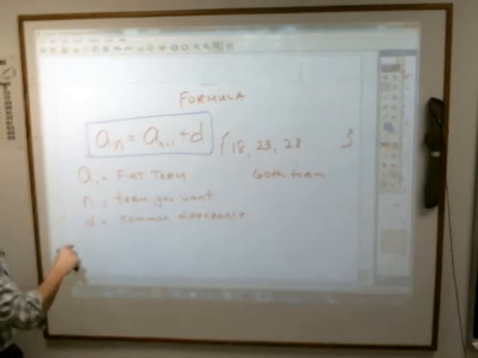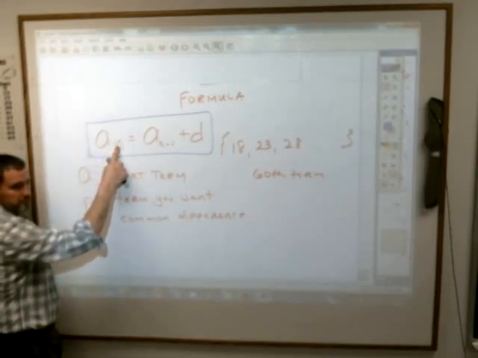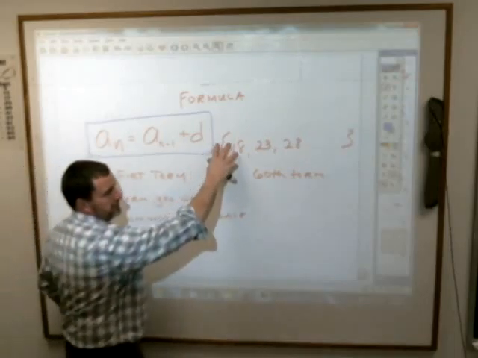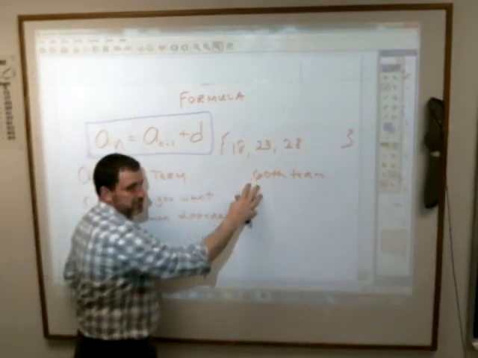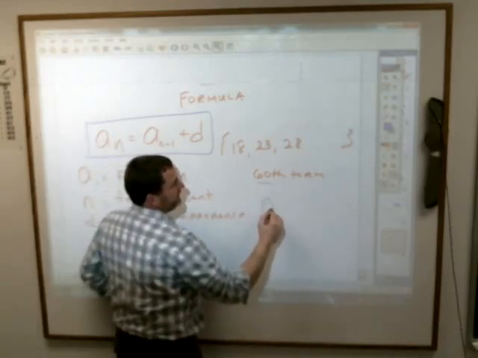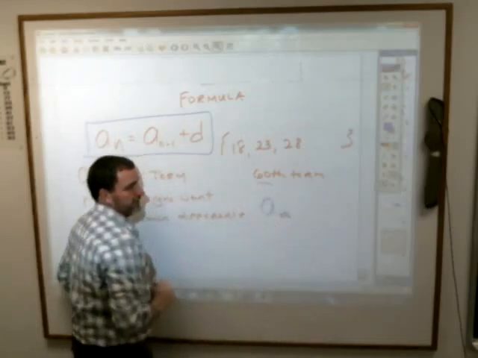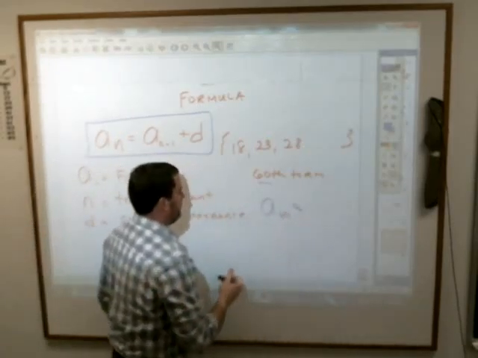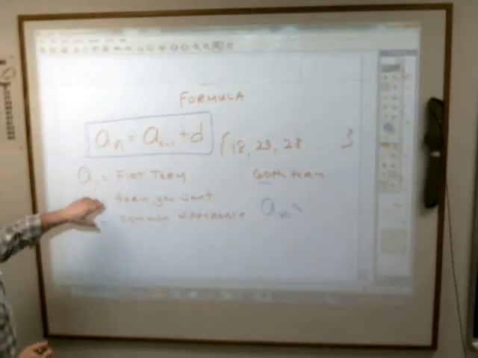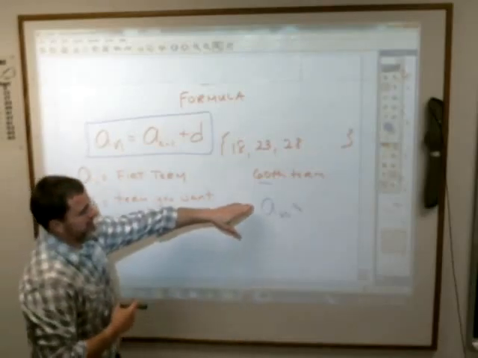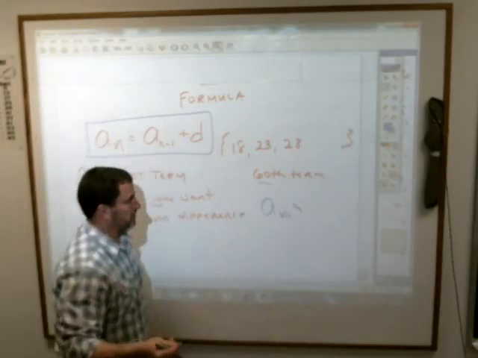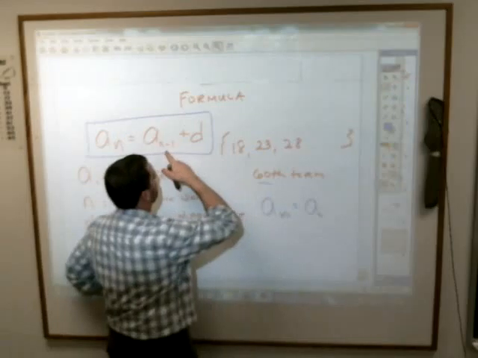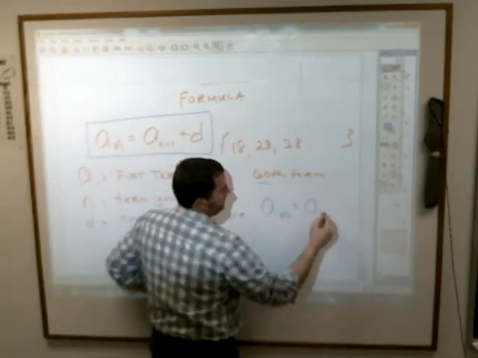What does the letter N mean? The term you want. If I were doing this as the problem, what term do I want? The 60th term. So A with the 60 down there. A sub 1 is the first term. A sub 60 would be the 60th term. A over here means A, fill in the blank, 60 minus 1.